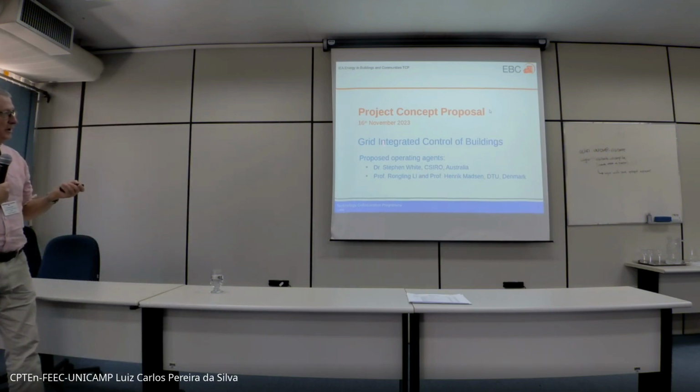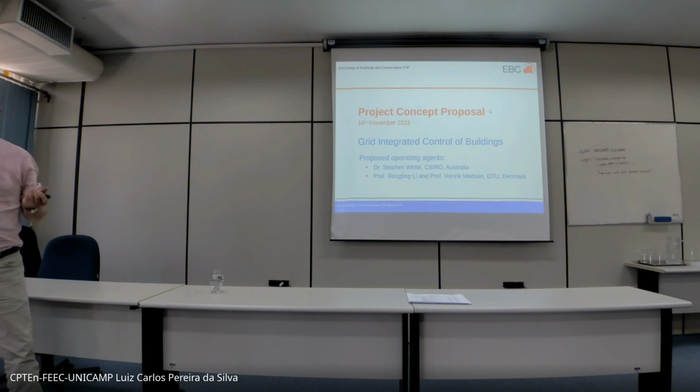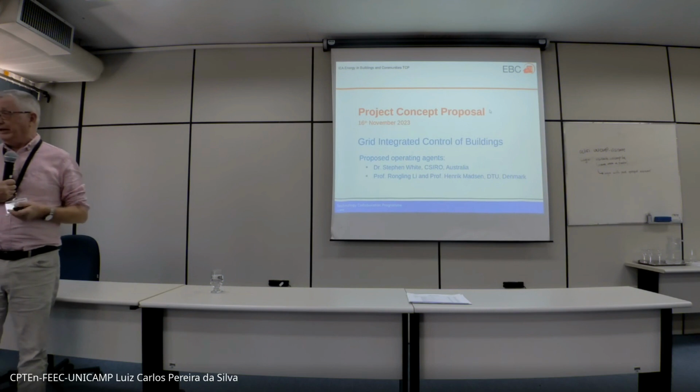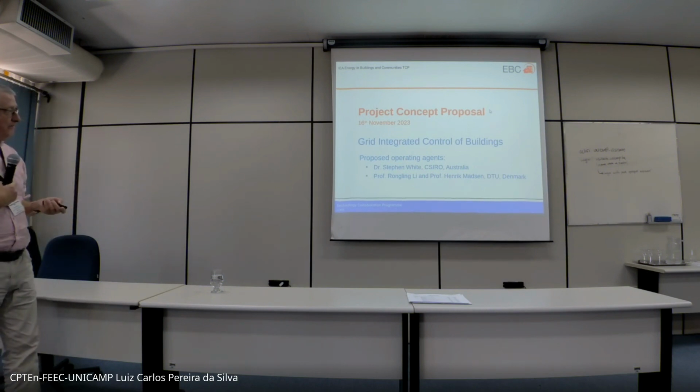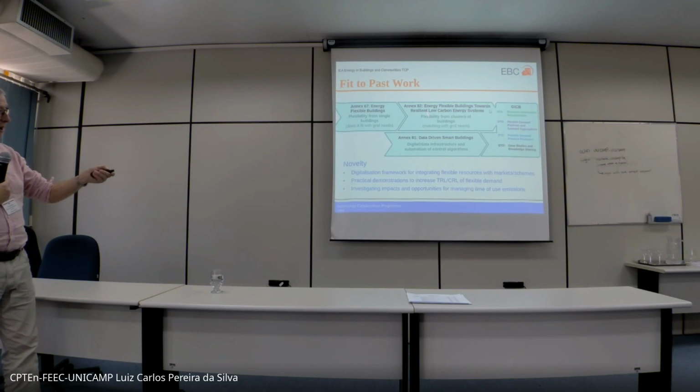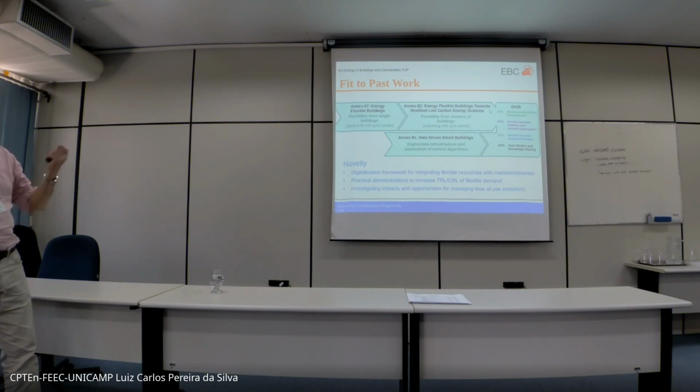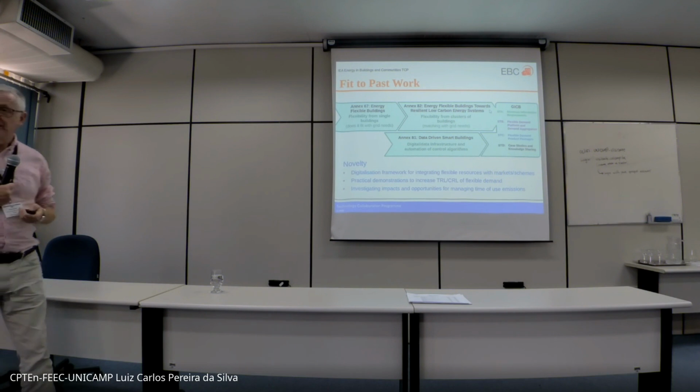But there is a new project concept proposal, which is now actually approved by IEA. So it will take off. It's led by Cesaro in Australia, Stephen White, who is also the leader of IEA Annex 81, and Rong Ling, who is leading Annex 82. She will, together with me, be co-operating agent or whatever it's called. The idea is to couple the annex on data-driven smart buildings, Annex 81, with energy flexible buildings towards the low-carbon energy system, that's Annex 82, in one new IEA annex, which is grid integrated smart buildings.